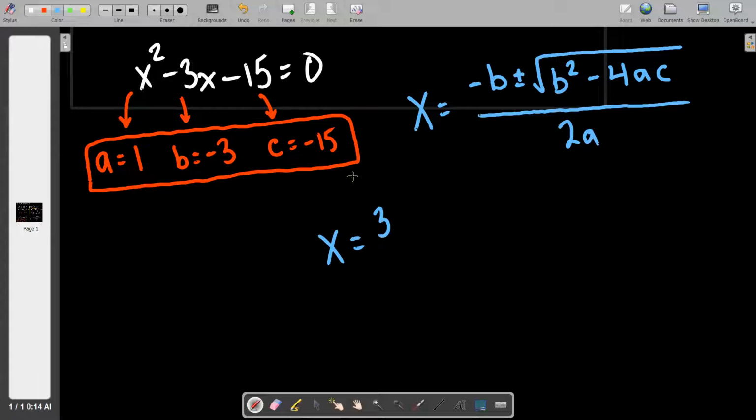And then I'm going to copy down my plus or minus sign. And then I'm going to put a big square root sign. And for this step, I'd rather you never show any work because people do crazy stuff.